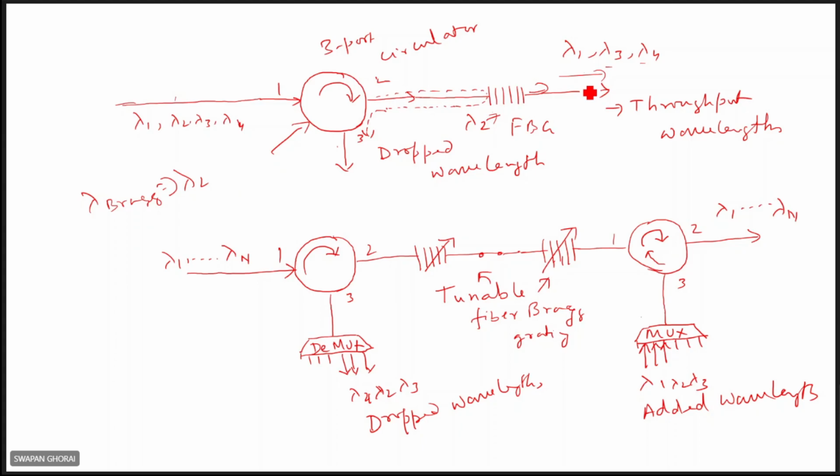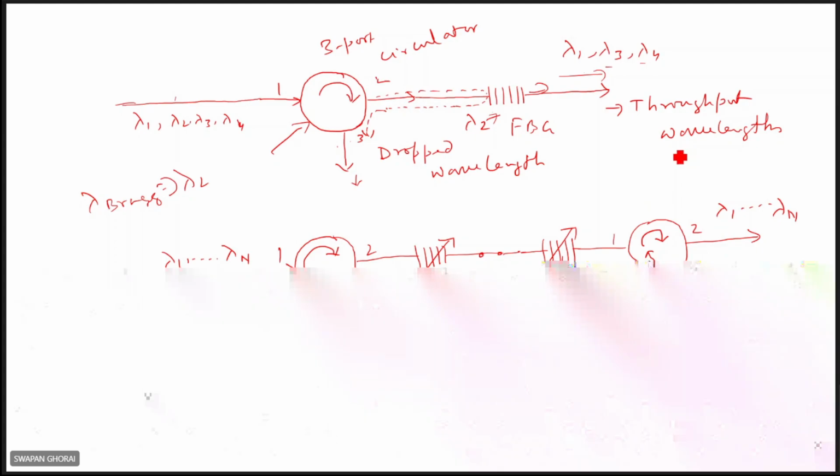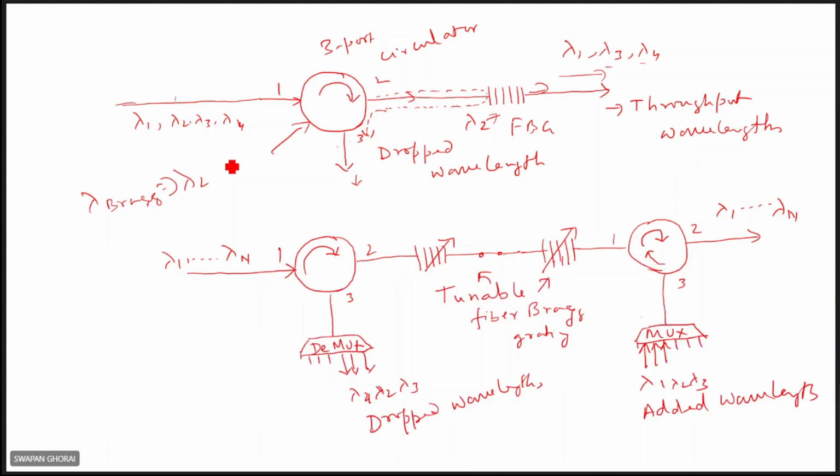So when this lambda 2 is reflected back, it propagates again through the circulator and comes out of port 3. So you can have a dropped wavelength. Similarly, if you have another circulator and another grating, another wavelength can be separated out. So that is actually a demultiplexer. Individual wavelengths can be separated out.